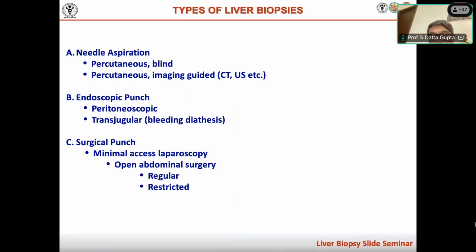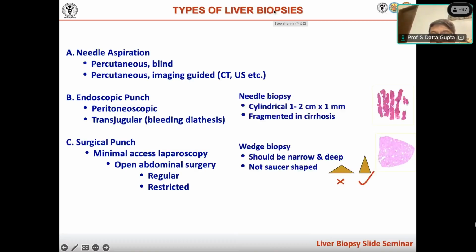That is, they put the catheter with a little bit of a punch at the end of it, which has teeth, which will just bite a bit of the liver and pull it out. So they do it through the jugular vein. It goes through the hepatic veins, and then they take a biopsy. This is good during bleeding diathesis because the patient bleeds into his circulation. Surgical punch, of course, you do during laparoscopy or abdominal surgeries.